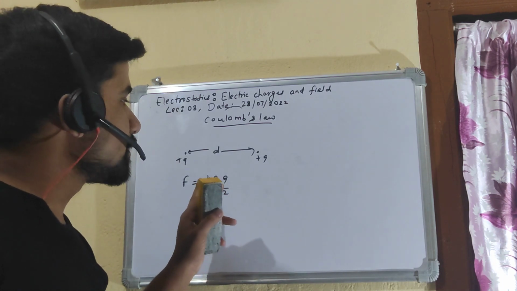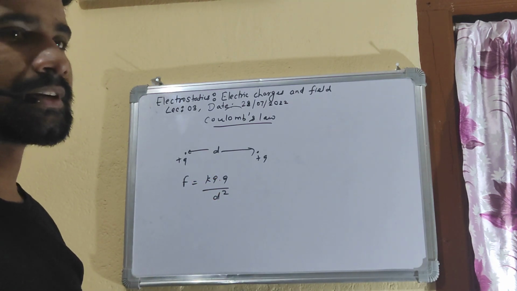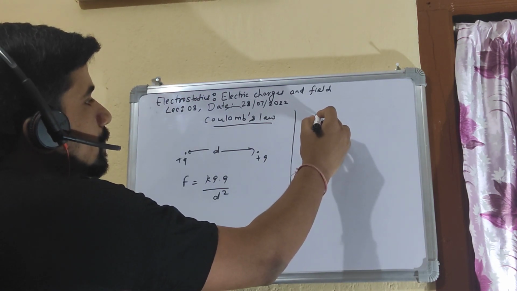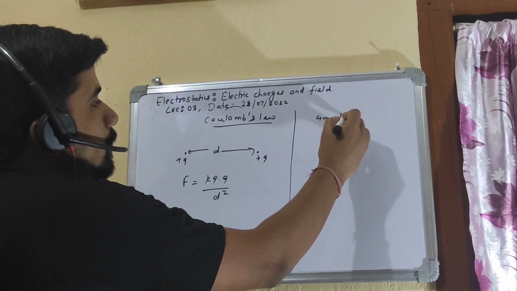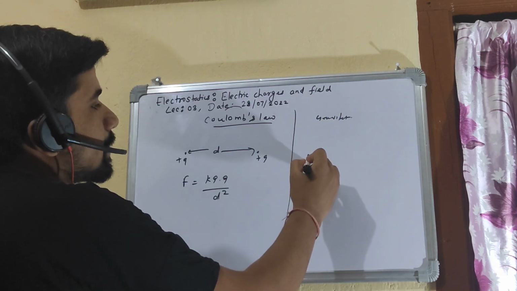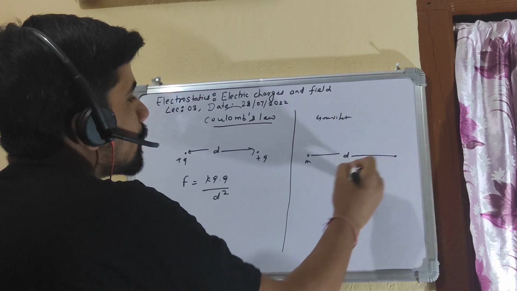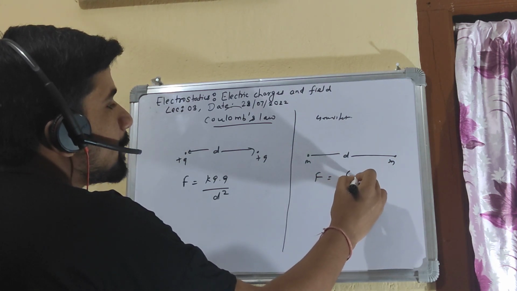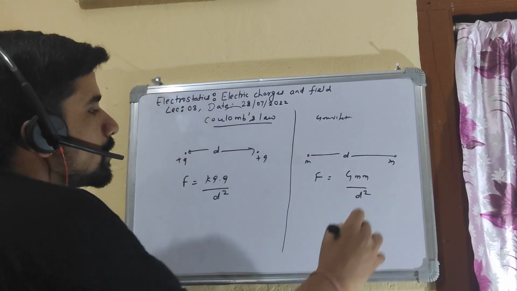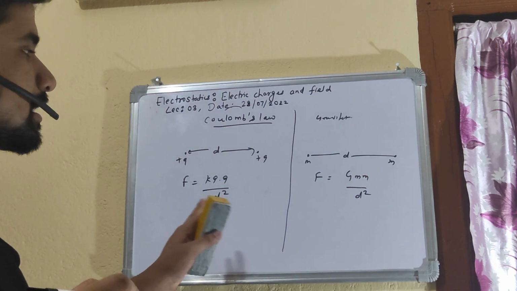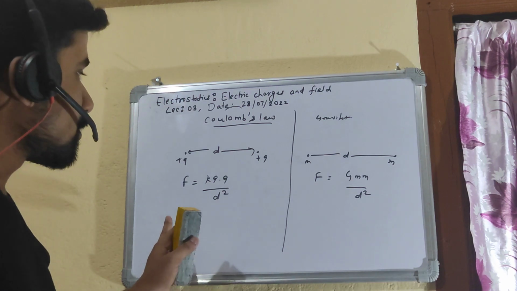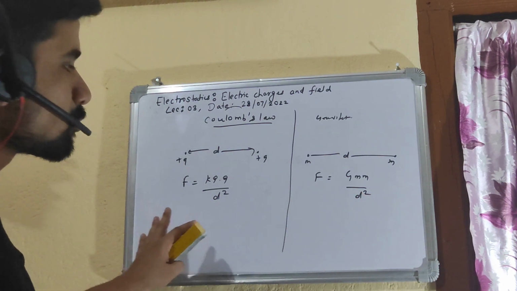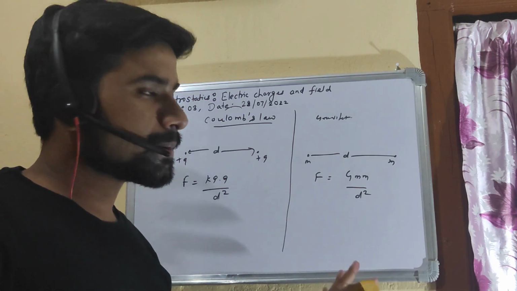You would have seen this inverse square law in your gravitation chapter as well. If you remember, we have Newton's law of gravitation. If two masses are placed at some distance from each other, the gravitational force between them is given by G m m by d square. So you'll be able to correlate these two laws. We have a constant, here we have the product of charges, here the product of masses, and the inverse square law follows in both of them.